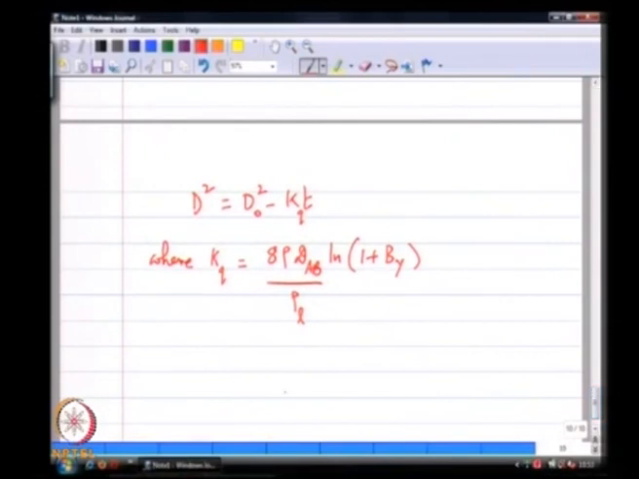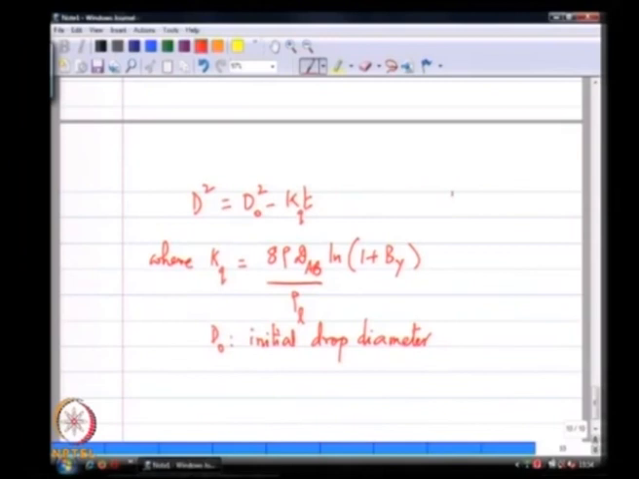Okay, and this Kq is given by this equation, and d0 is the initial drop diameter. If I subject a drop of initial diameter d0 to an evaporation process, that process is going to proceed such that if I plot d squared versus time, the initial value is some d0 squared, and then it is going to decay linearly such that the slope is given by the value of this Kq, and you have a finite lifetime of the drop.